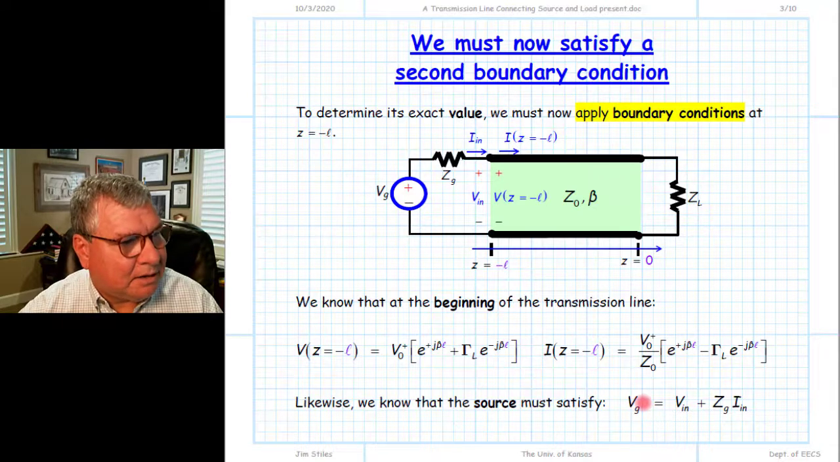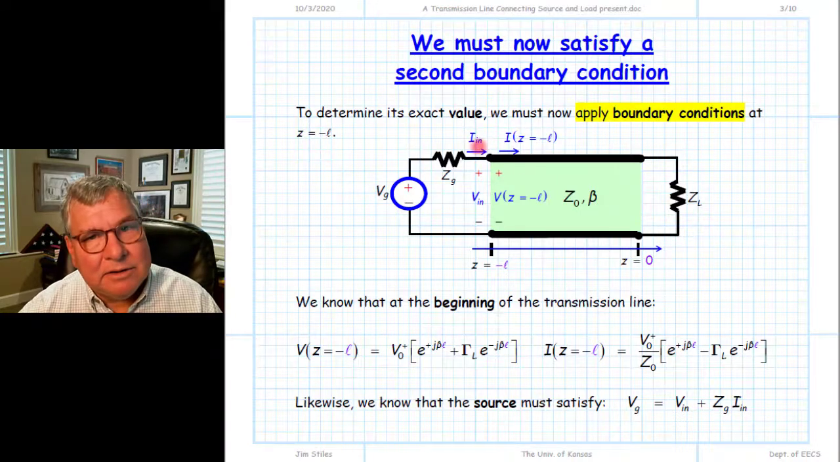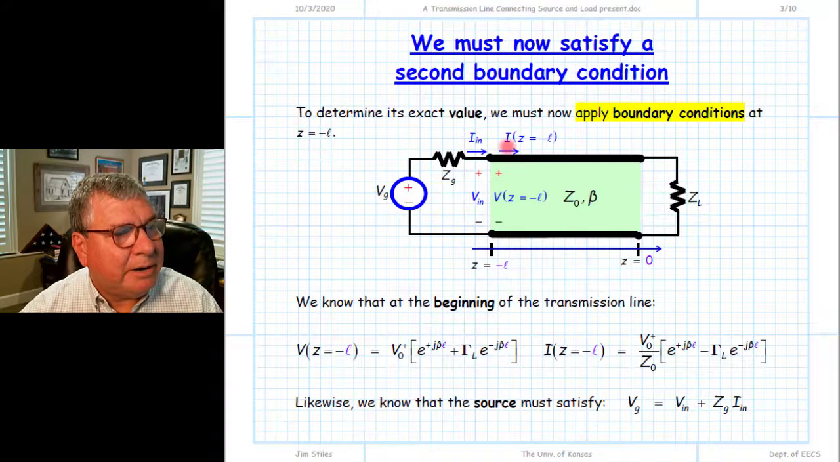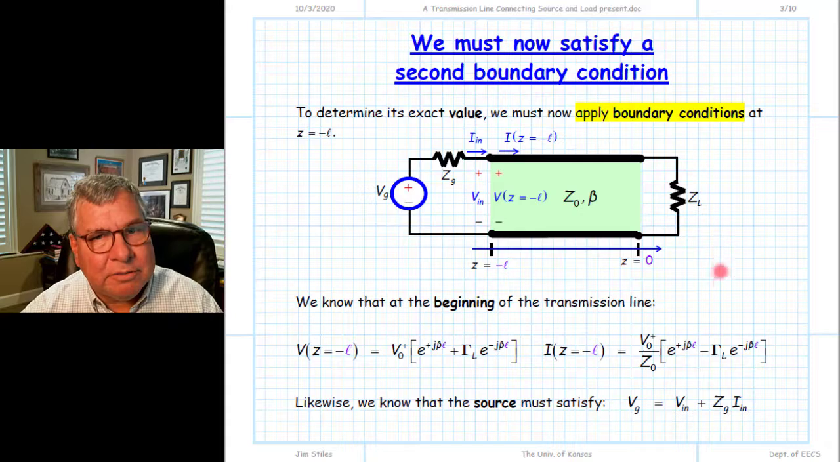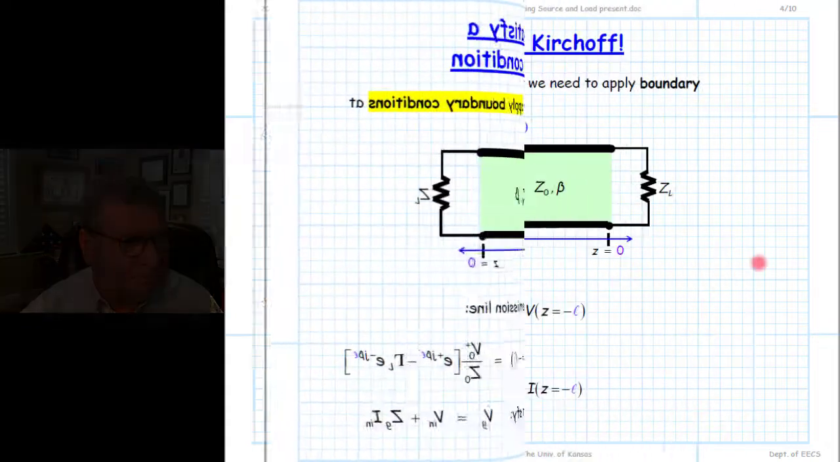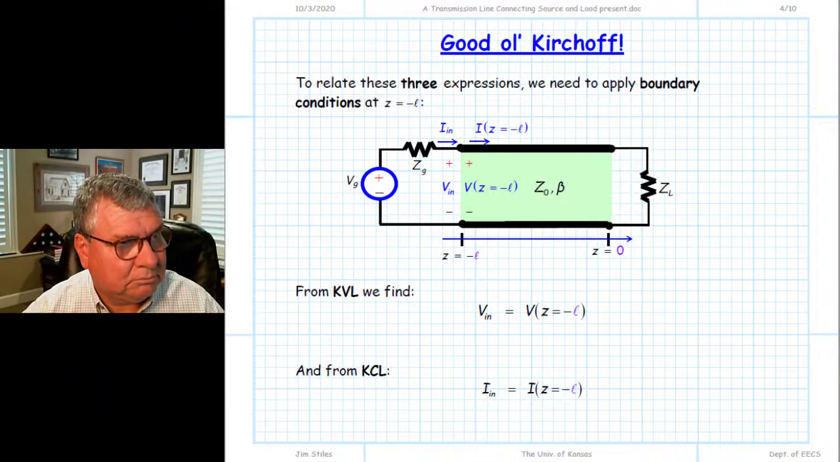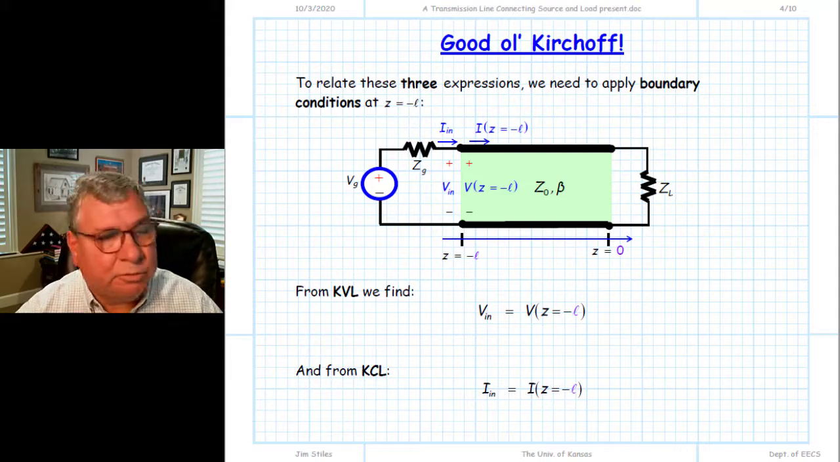We have likewise the relationship between voltage and current for this device at this port plane. The only question then is, what's the relationship between the source current and the terminated transmission line current, and the source voltage and the terminated transmission line voltage? And of course, those are easily determined from Kirchhoff's laws. So this part's rather trivial.